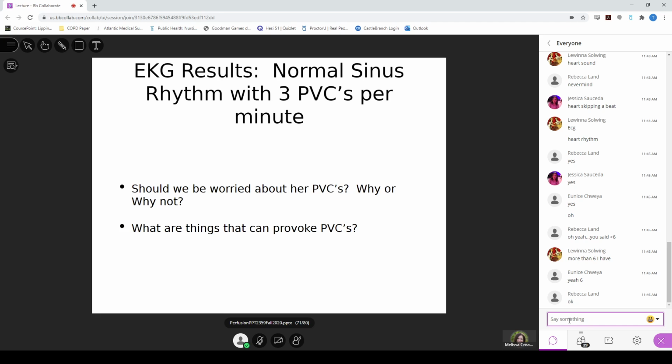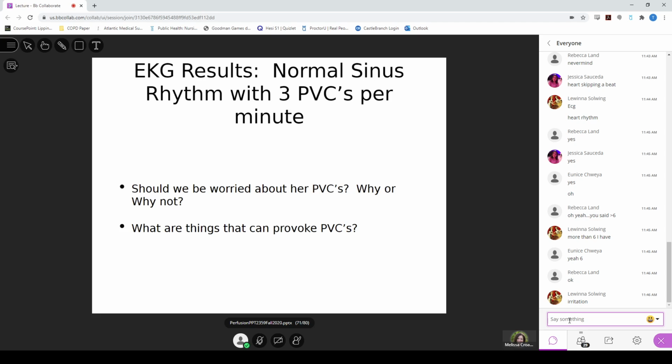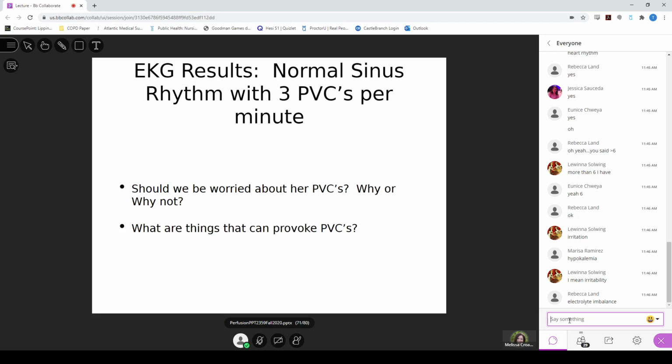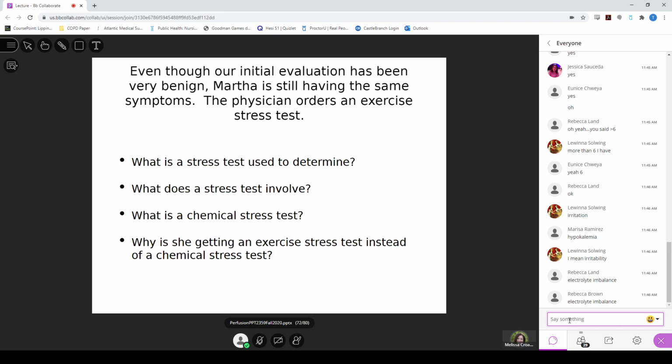So what can provoke PVCs? What can cause PVCs? Irritation. Think about stimulants too: stress, tobacco, caffeine, exercise. Okay, so even though our initial evaluation has been very benign, Martha still has the same symptoms. The physician orders an exercise stress test.